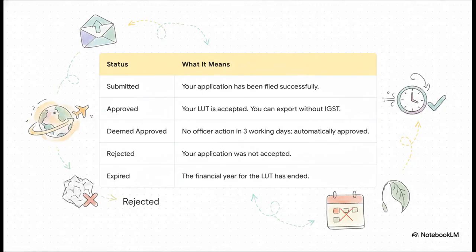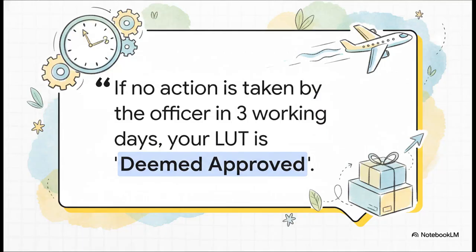Now, as you track it, your application will have a status. It could be submitted or approved, which is great. But the one I really want you to pay attention to is deemed approved. This one is a bit of a secret weapon for exporters, and you're about to see why. And here it is. This is the single most important rule to know. The system is designed to be fast. If a tax officer doesn't take any action on your application within just 3 working days, it gets automatically deemed approved. This is fantastic because it means your business can't get held up by bureaucratic delays.